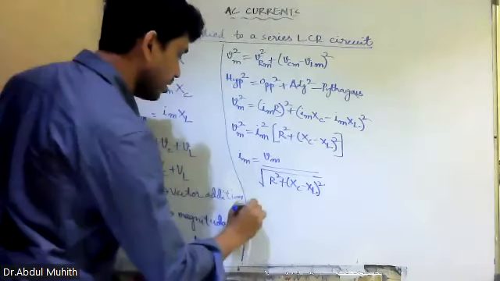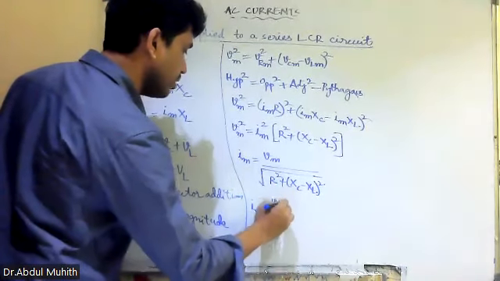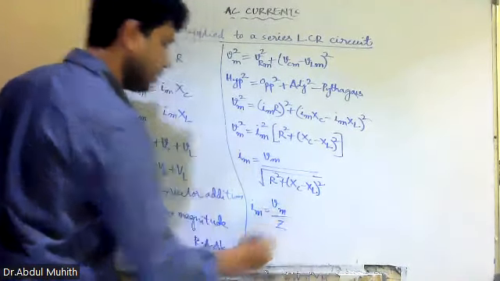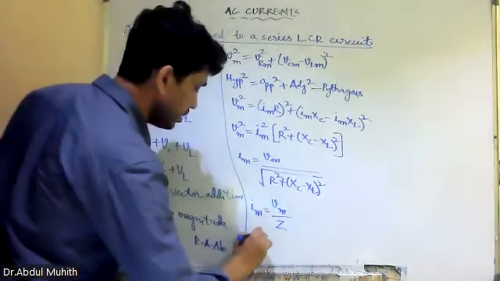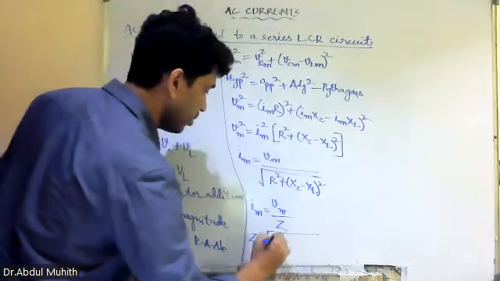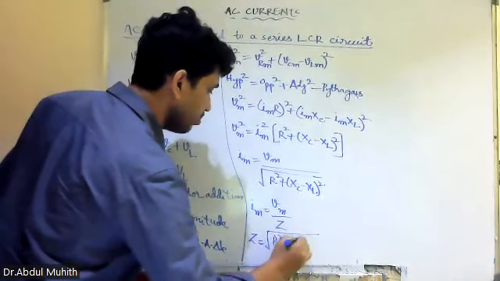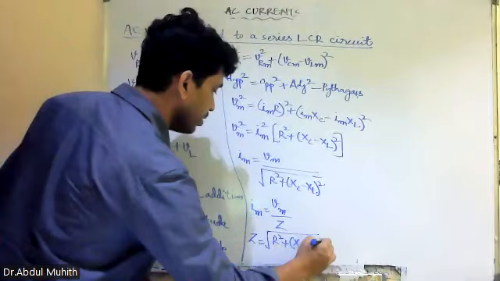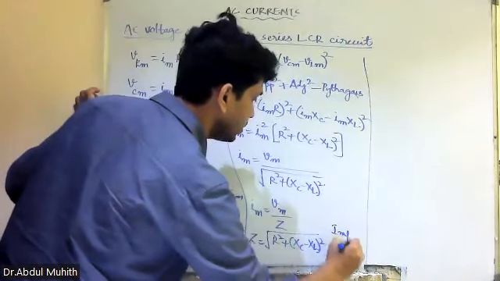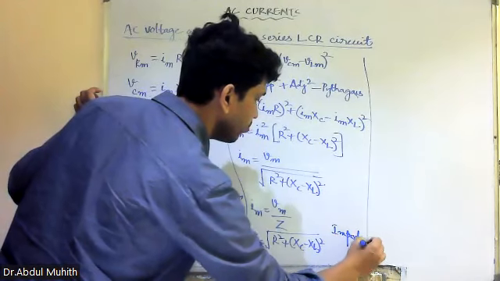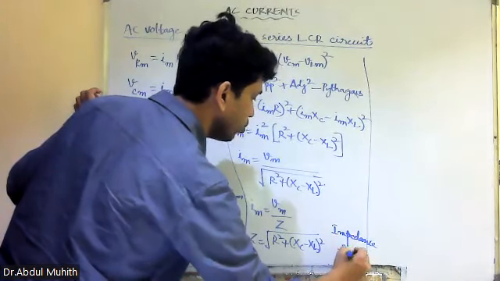So we will write here Im is equal to Vm divided by Z. What is Z? Z is equal to under root of R square plus XC minus XL whole square. This is said to be impedance. Impedance is also measured in ohms. Units of this are ohms.